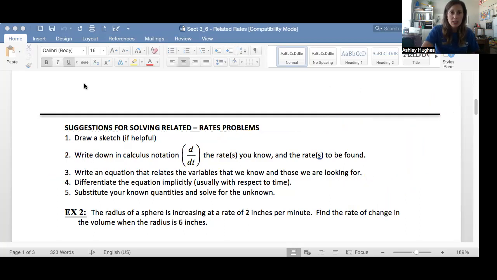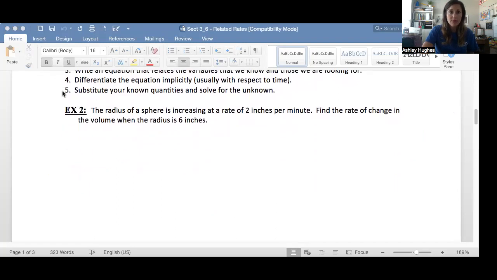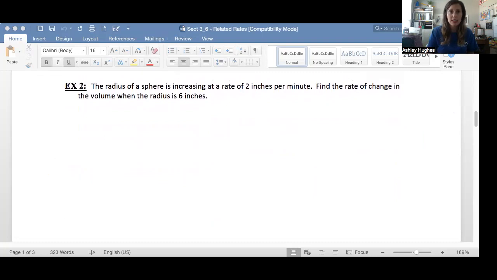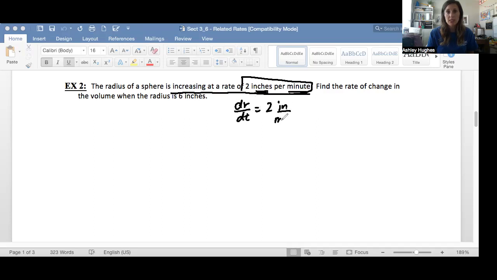So let's get started walking through these steps. The radius of a sphere is increasing at a rate of 2 inches per minute. Let's write that down in math speak. This is like when you were in elementary school and you learned "all together" means add, or "difference" means subtract. When I see "increasing at a rate," the units are a clue. This is something over something. What is increasing? The radius. So dr/dt is 2 inches per minute. Increasing means that this is positive, okay?